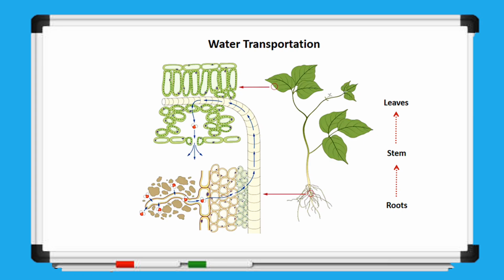Finally, in the leaves, the xylem delivers water to the mesophyll cells. From here, water evaporates from the leaf surface through the stomata. That's transpiration, which creates a negative pressure, or transpirational pull, that draws more water up from the roots.